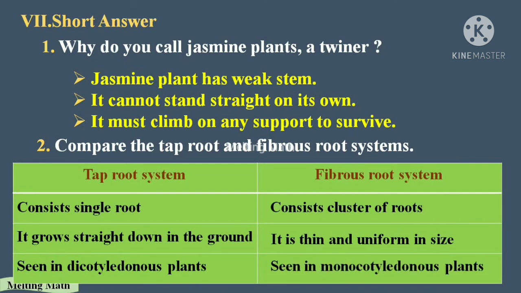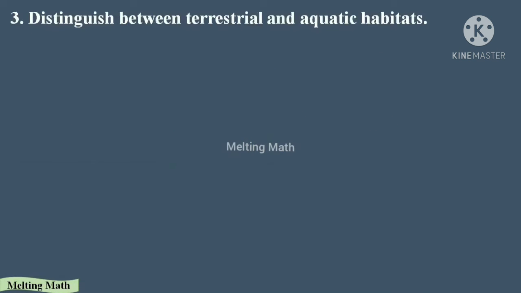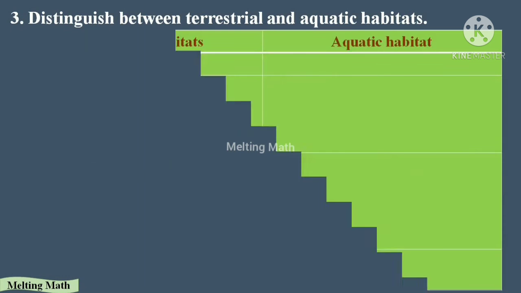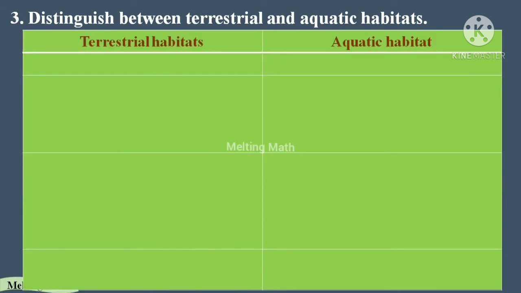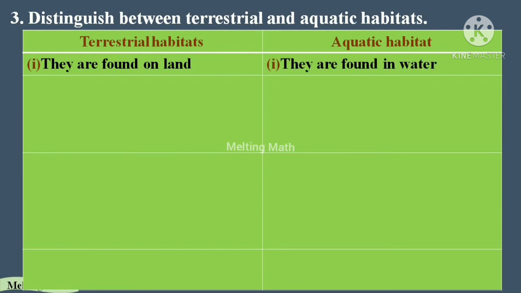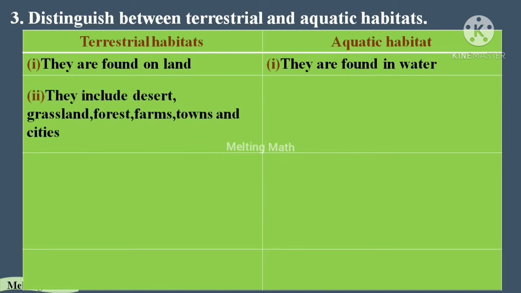So this is a comparison table. Okay, next see the third one, distinguish between terrestrial and aquatic habitats. Okay, let's distinguish it. First, terrestrial habitats are found on land, but in the case of aquatic habitats, they are found in water. Then terrestrial habitats include desert, grasslands, forest, farms, towns and cities.